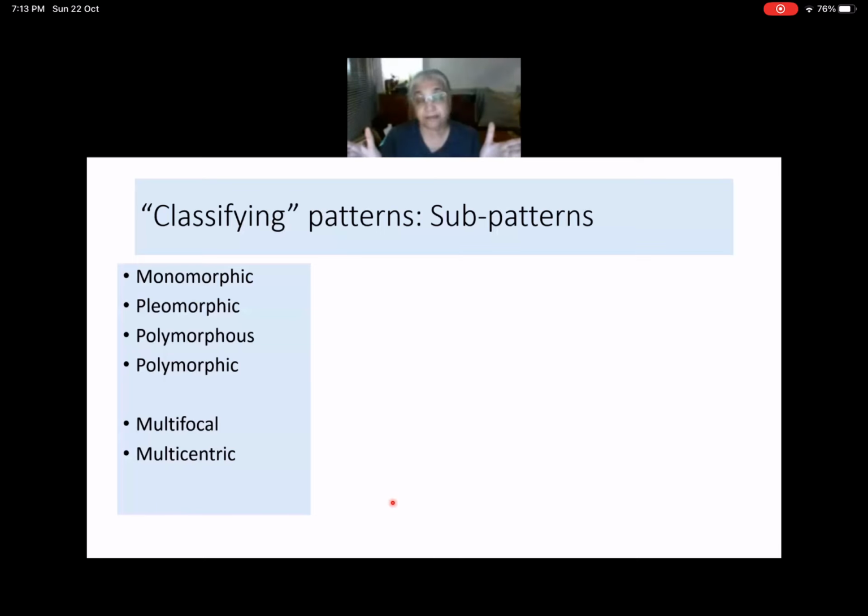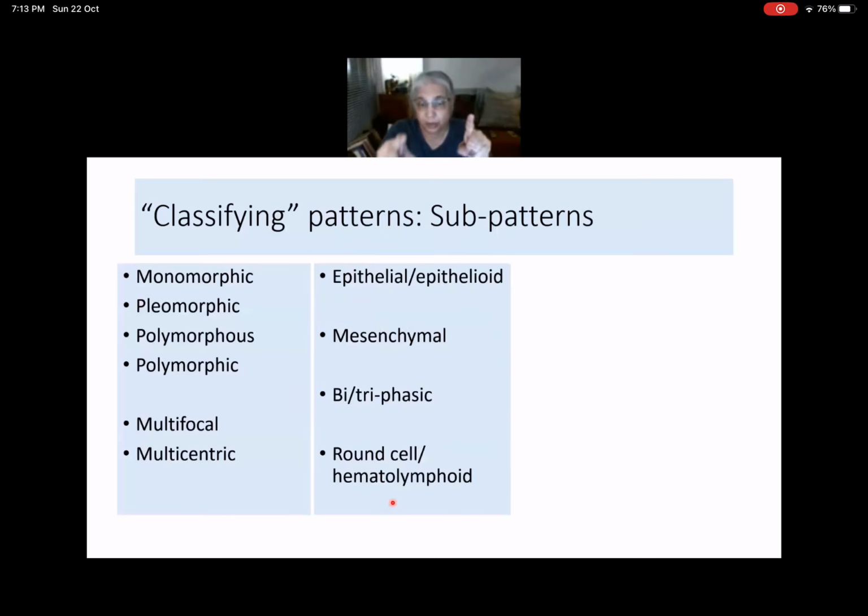Some of these sub-patterns are monomorphic, pleomorphic, polymorphous, polymorphic, multifocal, multicentric. These are all sub-patterns. The major pattern may be whatever it is. It may be sheet-like, it may be anything, but there are patterns that we also, when I'm looking at something, I have to make up in my mind what are the most important sub-pattern that I have to apply to whatever it is that I'm looking at.